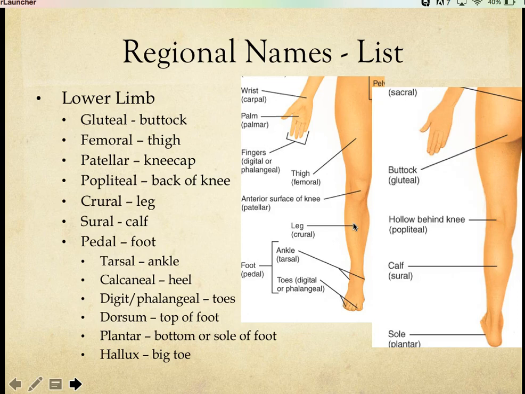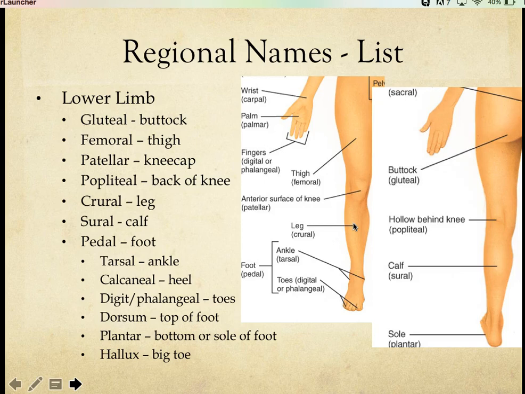Okay. Sural is the calf area. Again, we won't really use that term very much. We'll probably just refer to it as the calf. Pedal is foot. Tarsal is the ankle. We had carpal in the wrist. We now have tarsal in the ankle. Think T for toes. Calcaneal is where your heel is. You have a calcaneus bone there.